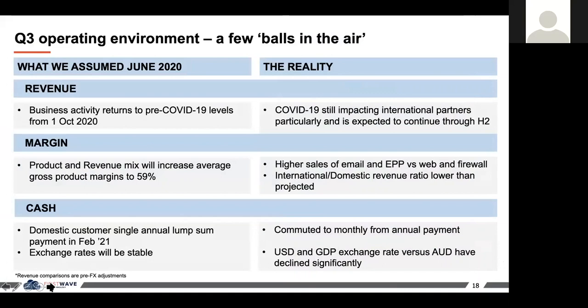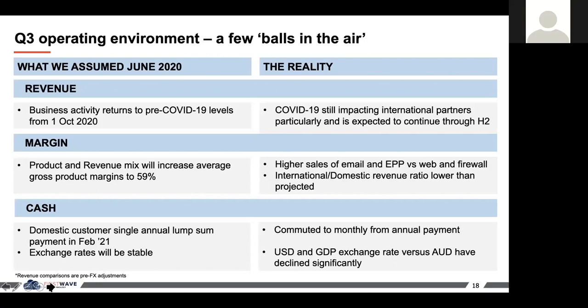In June, we said a key assumption of the FY21 plan was that business would be back to doing business at pre-COVID levels by the start of Q2. That's clearly not happened. And as I've mentioned a number of times already today, COVID is still present and impacting our partners and their revenues.